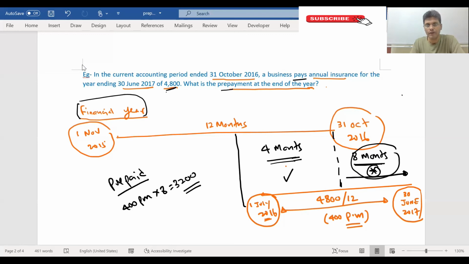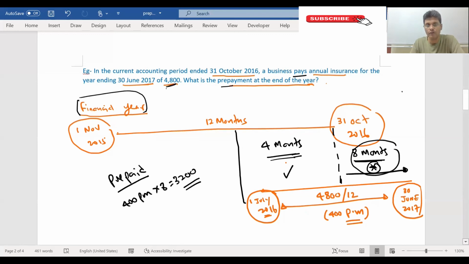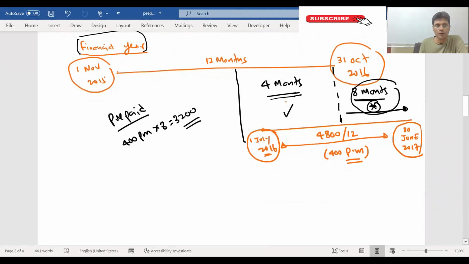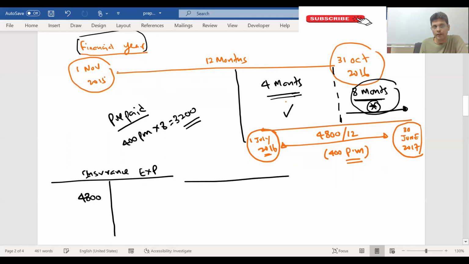Okay, so how do you account for this particular question? So you have the insurance account, insurance expenses, and how much has been paid? 4,800 has been paid. So therefore you need to credit the bank. The bank account has to be credited 4,800. So this is the insurance expenses and this is the bank.